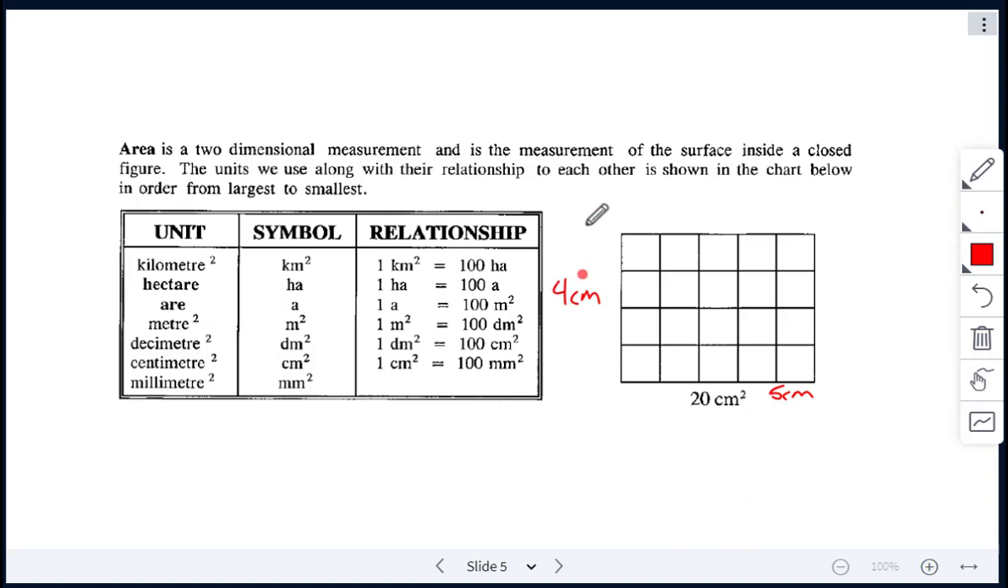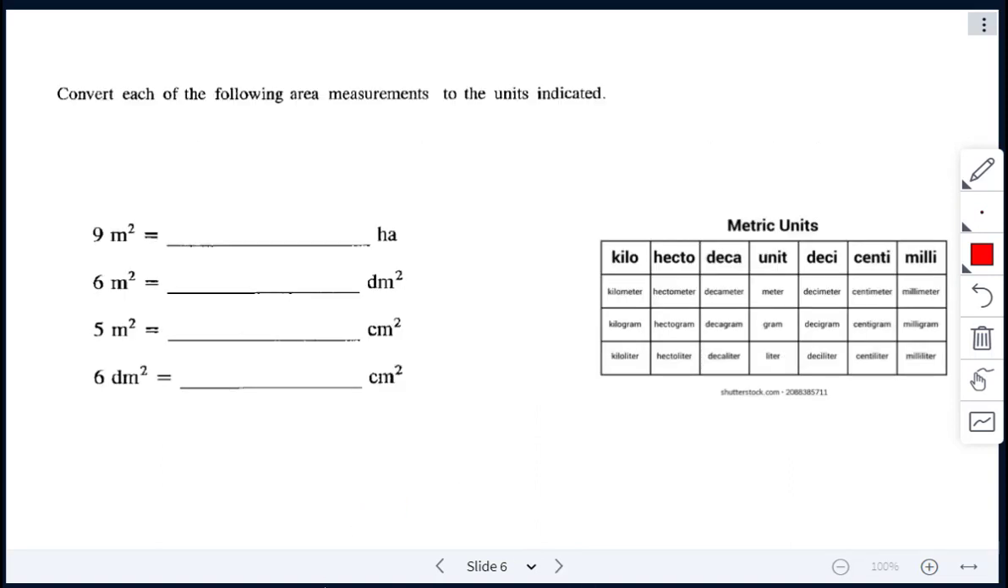Okay, so we can see the relationships here between the different measurements, between the different units there. Kilometer, hectare, then we have just are instead of decameter, and then meters squared, decimeters squared, centimeters squared, millimeters squared. Okay, just keep that in mind there. So let's take a look at these examples here.